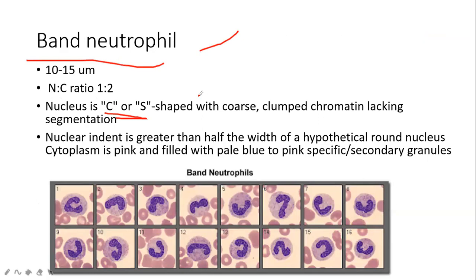So, but in a lesser value pa po. So, meaning, normal lang nga makita ka og band neutrophils in a lesser value sa imuhang peripheral blood smears. So, ang inyong timanan with your band neutrophil kay naa siya C or S shape nga nucleus.